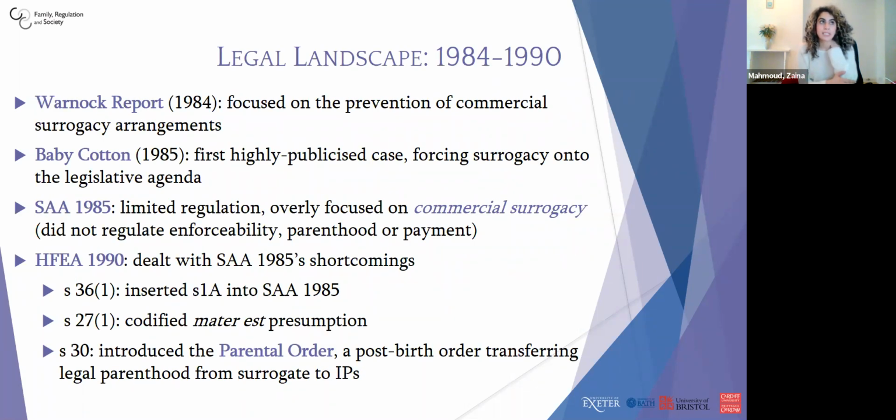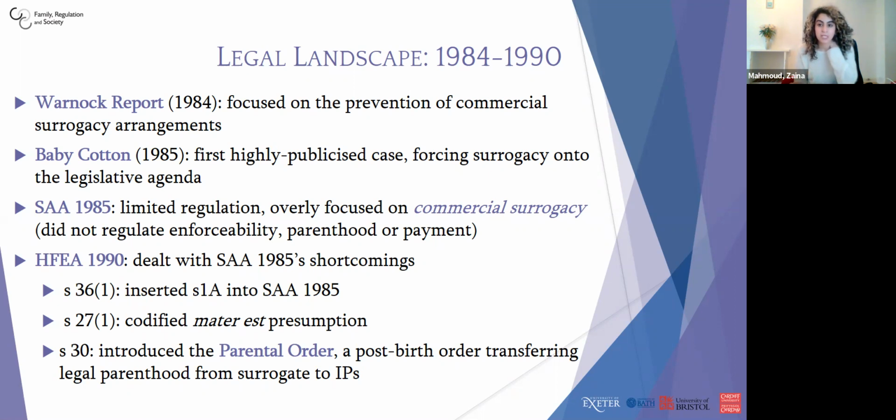We'll look at the legal landscape from 1984 to 1990 first. The Thatcher government was committed to strengthening and defending the nuclear family. This led to the establishment of the Warnock Committee, which was tasked with examining the social, ethical, and legal implications of recent and potential developments in human fertilization and embryology.